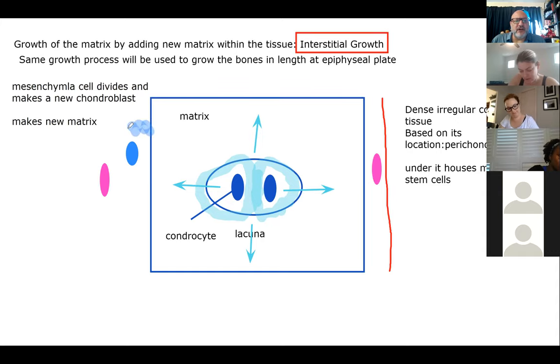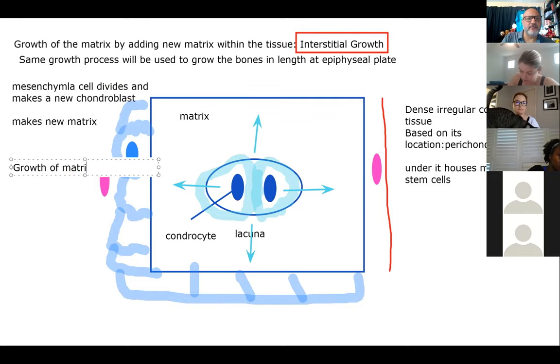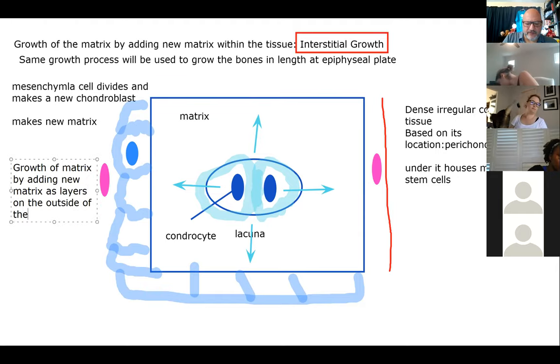We get a formation of more matrix that occurs on the outer surface. And then another one divides and we make more matrix around it. And another one divides and we make more matrix around it. And so on and so forth. And so notice in this fashion, we can make our matrix, add matrix, we can grow, let's be consistent with our wording, growth of matrix by adding new matrix, not inside the tissue, but as layers on the outside of the model. And this type of growth we call appositional growth.